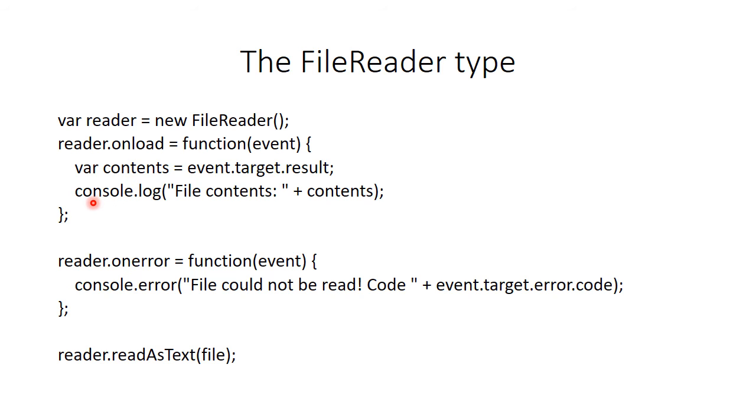Again, I'm using console to display the content here. So console.log file contents plus contents. So now the contents variable contains all the data read from the file and it will be displayed in the console. If there was an error, then we have to mention that also. So reader.onError function event, we have to display the error on the console. So we have to do like this.